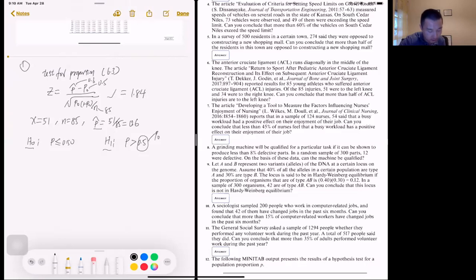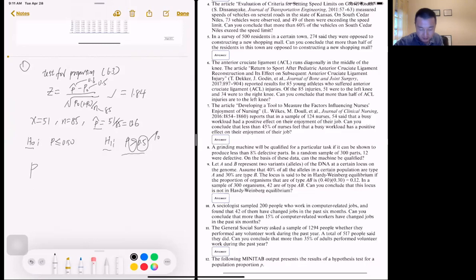The p-value. Based on the z-score, H1 is set up as p larger than p0, so the p-value will be the area to the right of z.